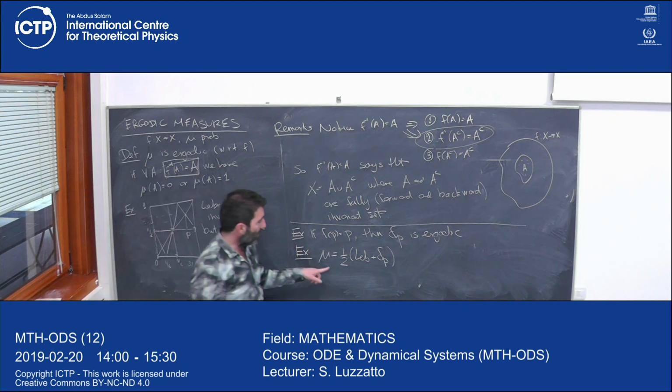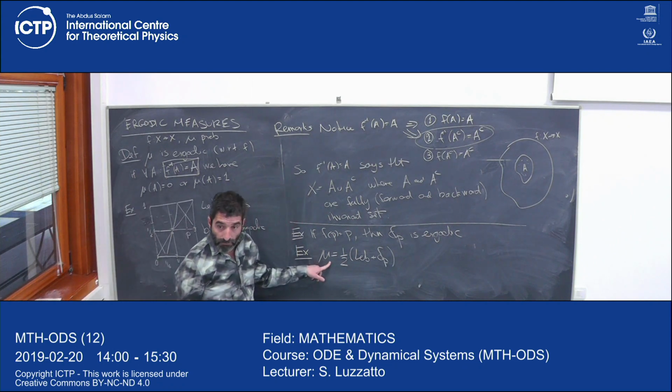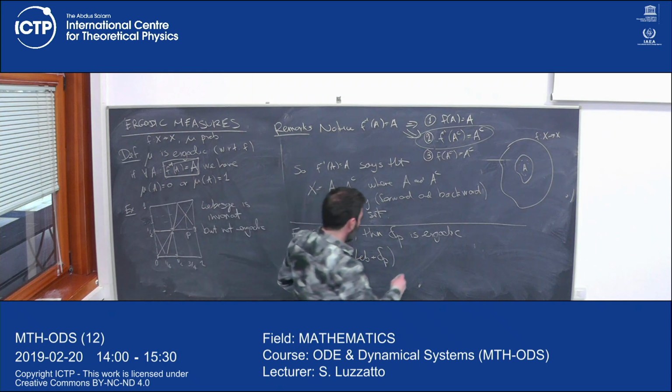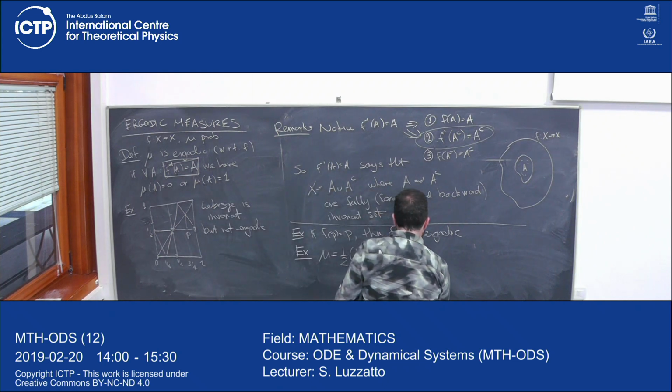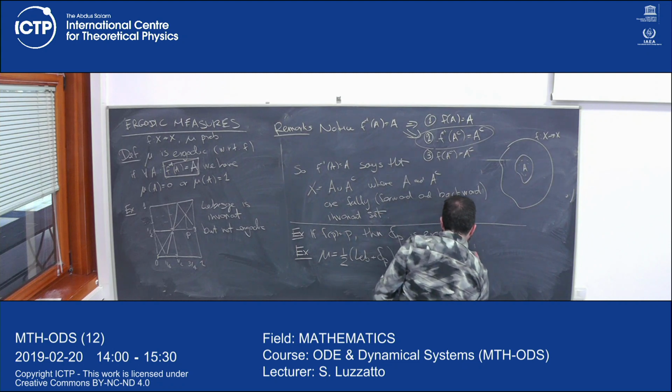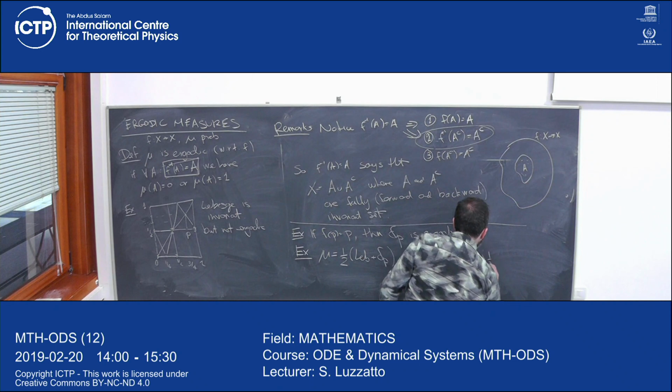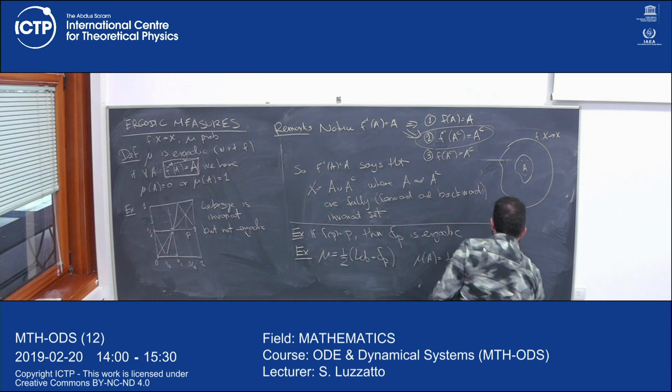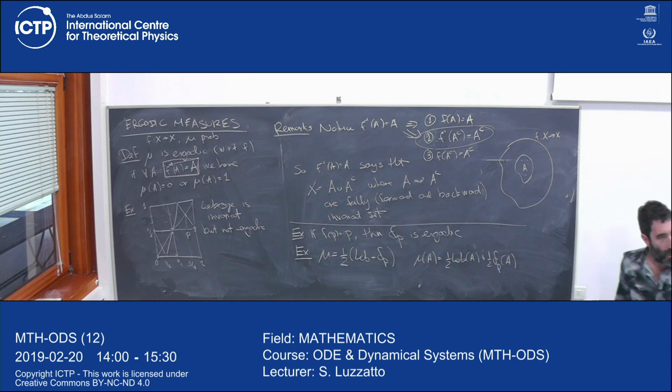So this is a probability measure, okay? It means that for any set A, mu of A is equal to 1/2 the Lebesgue measure of A plus 1/2 the Dirac delta p measure of A. It's a probability measure, it's fine. Is this measure invariant for that map?